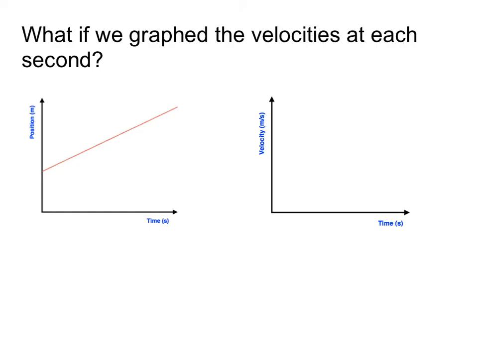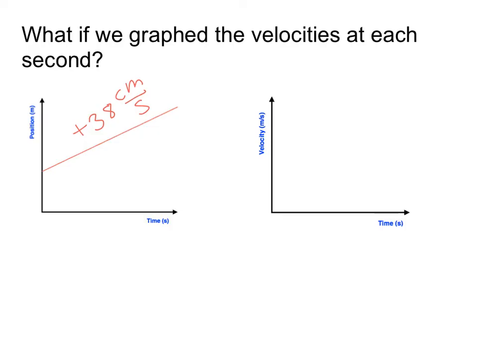All right, so at this point we want to ask, what if we graph the velocities at each second? So what if we made a velocity time graph? What would that look like? Well, let's take a look. We've got a position versus time graph with a positive slope of 38 centimeters over seconds. Okay, so this is a straight line. Everywhere on the straight line, the slope is the same. So we've got a slope of 38 centimeters per second.